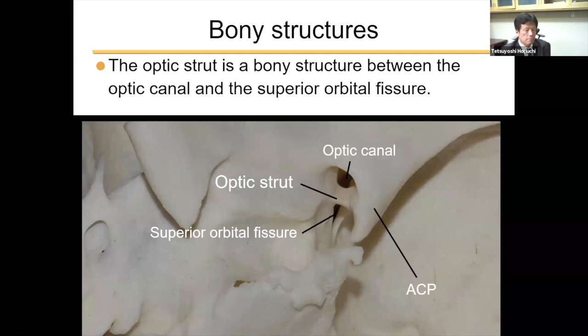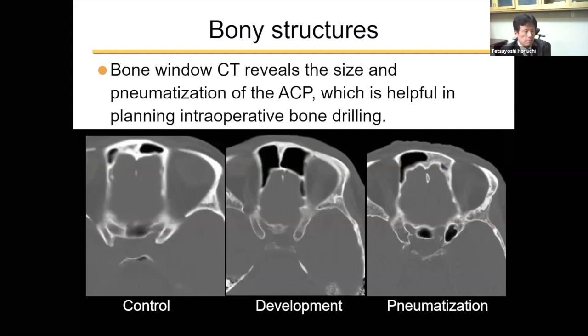The optic strut is another important bony structure between the optic canal and the superior orbital fissure. The strut should be removed in some, but not all, cases of paraclinoid aneurysm. Pneumatization of the anterior clinoid process depends on the individual. Therefore, bone window CT is necessary to avoid postoperative CSF leakage when drilling the anterior clinoid process.